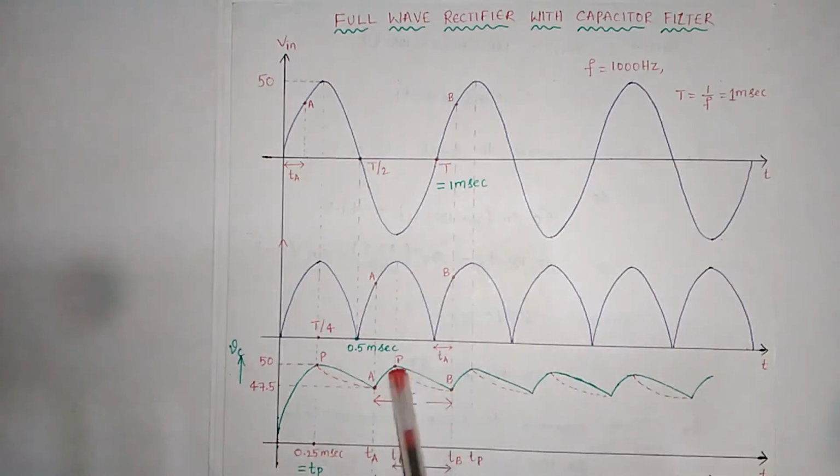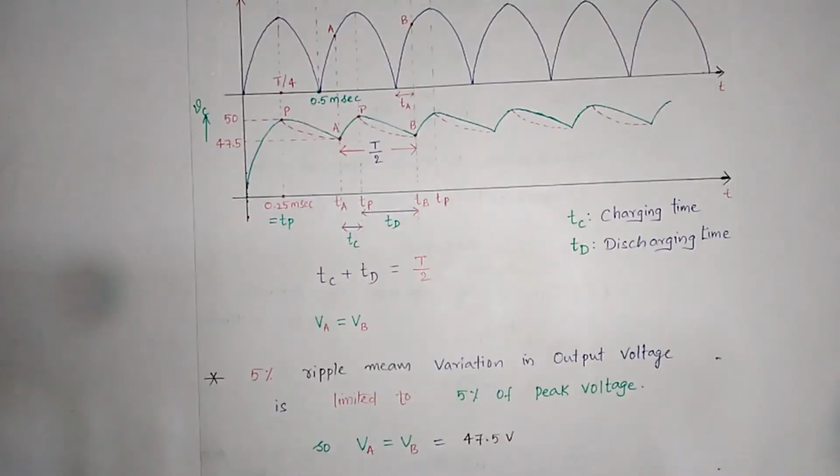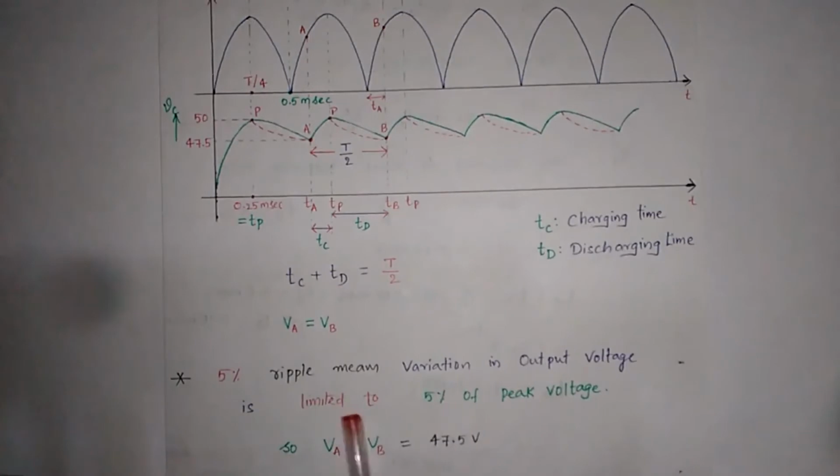Here from P to A or from P to B, the capacitor is discharging, and we know the very basic that capacitor discharges exponentially. So this is the reason why the actual response from P to A is exponentially decreasing in nature. Now coming to the given problem, it is given that the ripple content in the output is 5%. What it means is that the output variation is limited to within 5% of its peak voltage.